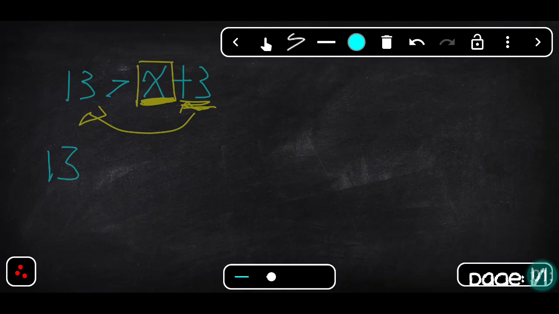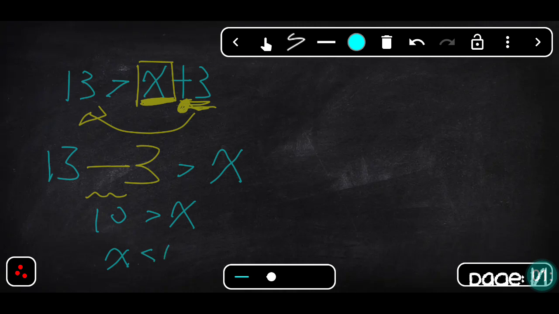13 minus 3, okay? Because it's positive here. So when we move to the other side, it becomes negative, okay? It's larger than x. 10 is greater than x. And please remember, we usually put the variable on the left hand side. So x is smaller than 10, okay? You can write this one or like this one, but in mathematics, we always put the variable on the left hand side. And we usually like to draw a number line.